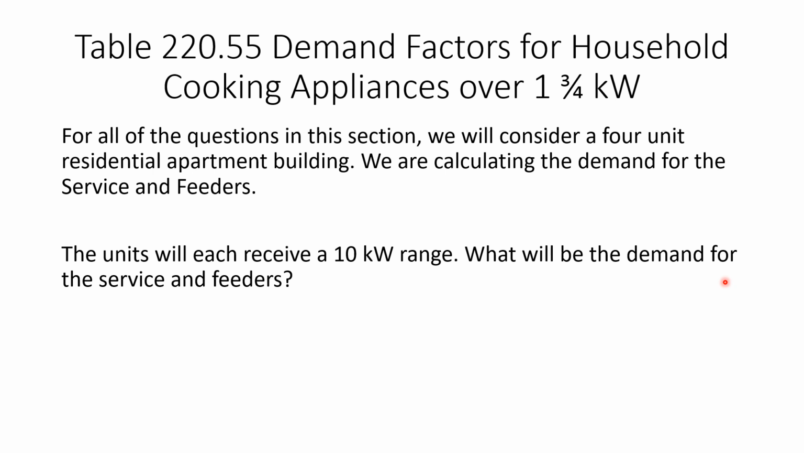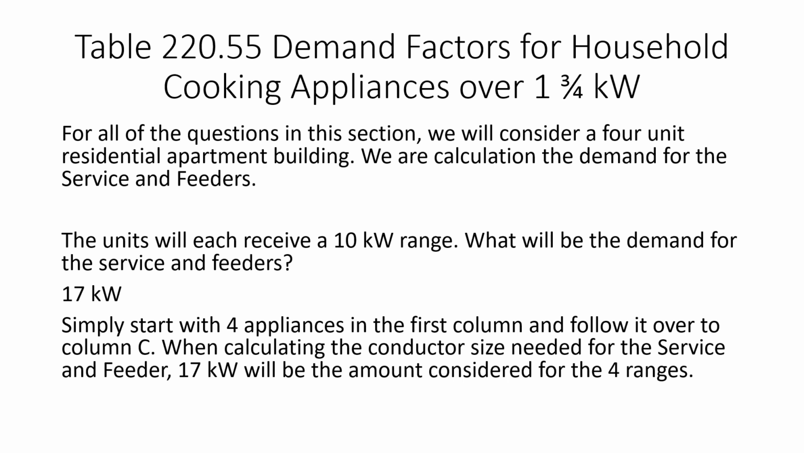Okay, so knowing that we're going to be using column 1, the number of appliances, we should know the number of appliances now. Then look for the correct number in column C, hit the pause button and see if you can figure it out. Then come on back. And did you get 17? It should be 17 kilowatts.